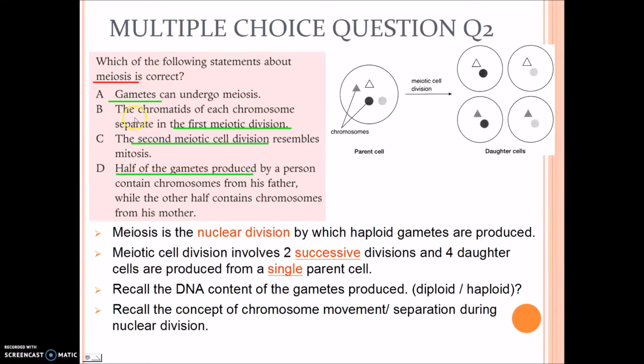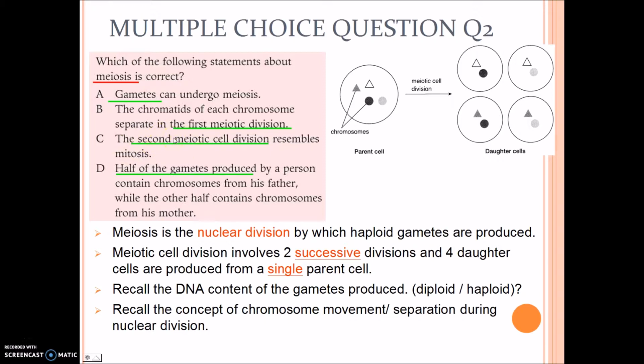And for option B, the chromatids of the chromosome separate in the first meiotic cell division, and for option C, the second meiotic cell division resembles mitosis. They are very similar in meaning. That means the second meiotic cell division is like mitosis. Is it true? For B and C, they both talk about meiotic cell division, but one is talking about the first part, and option C is talking about the second meiotic cell division.